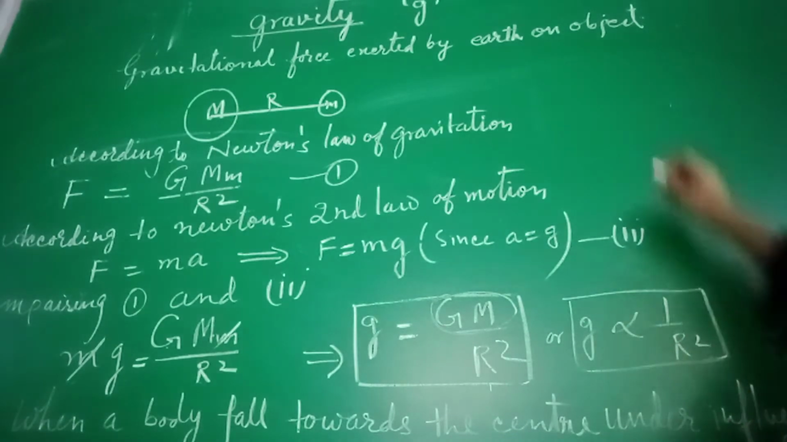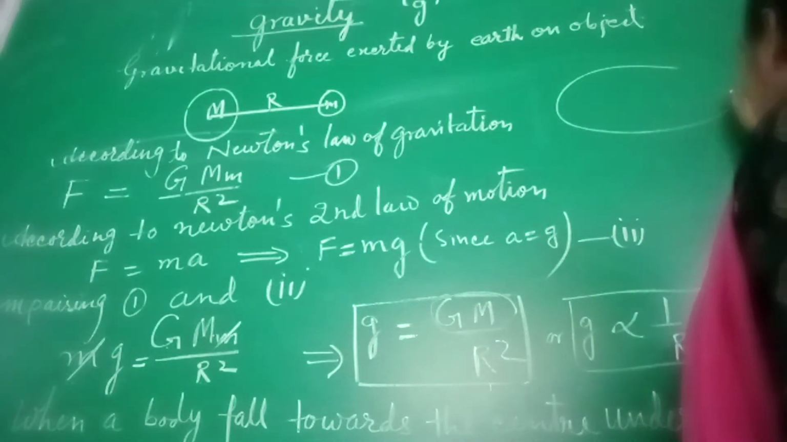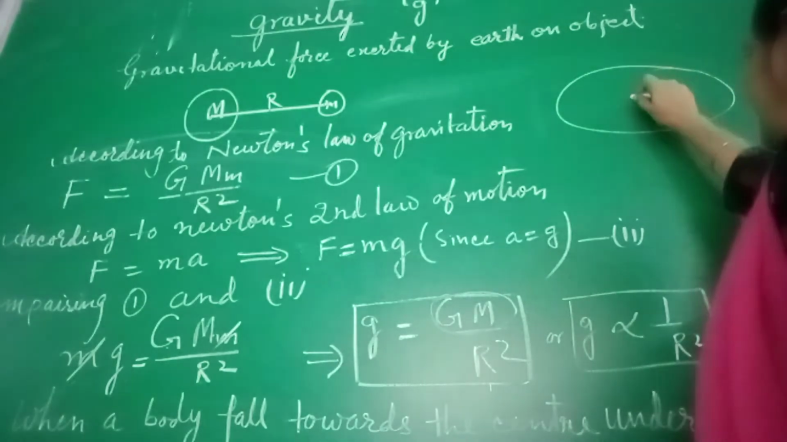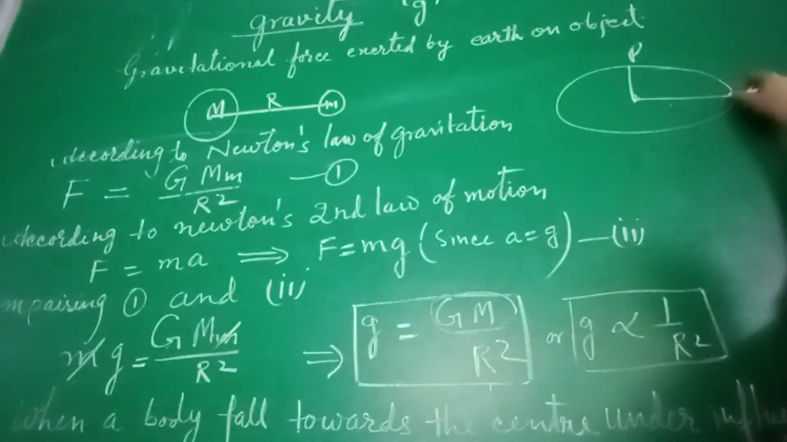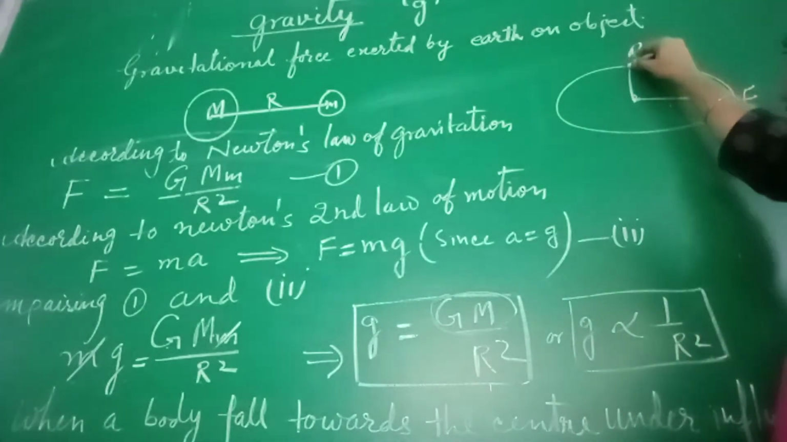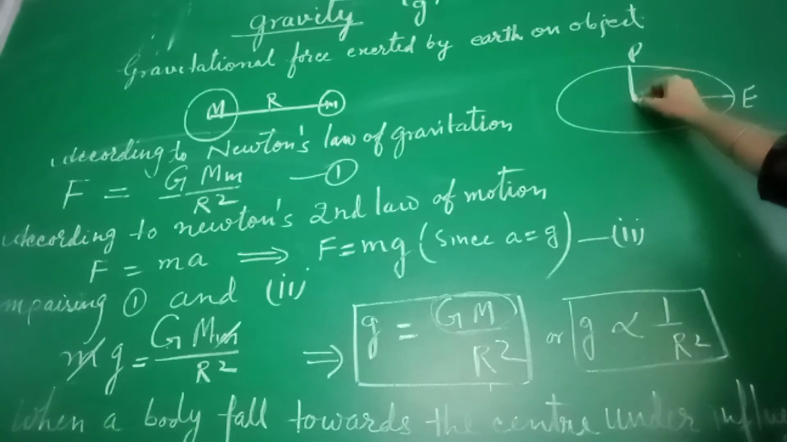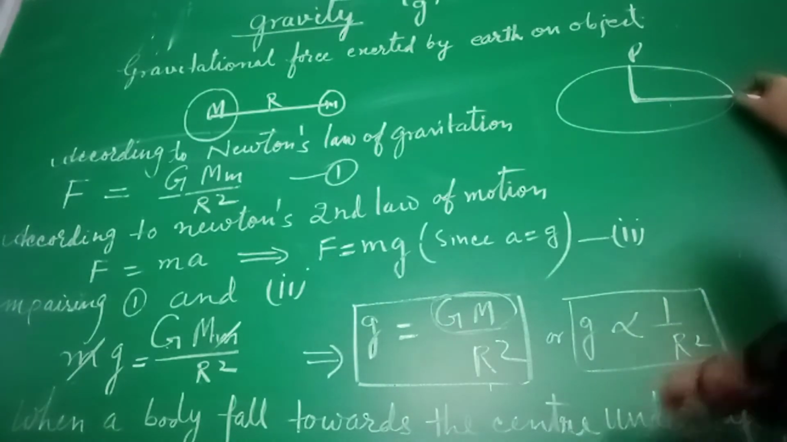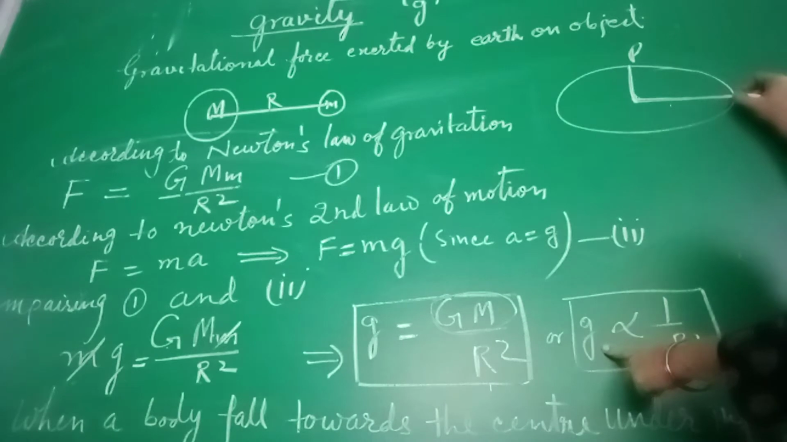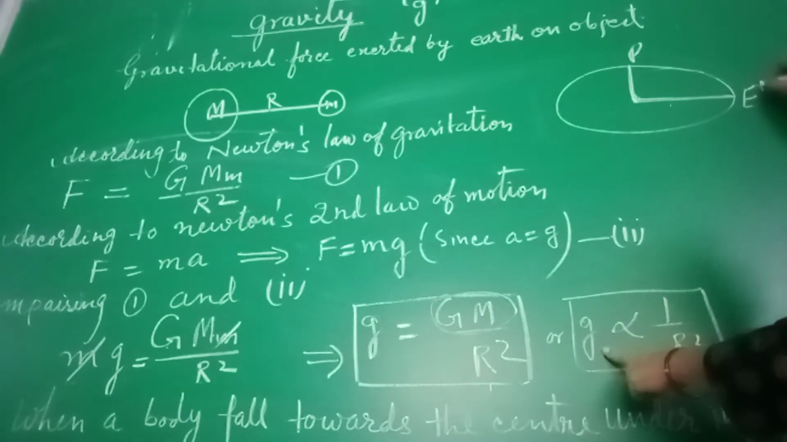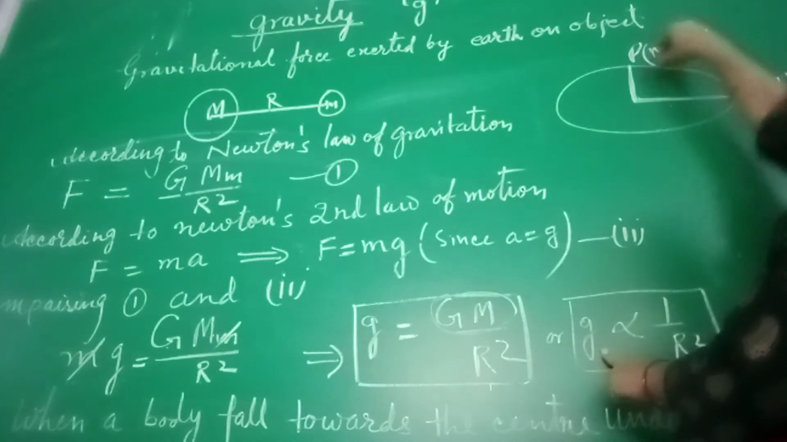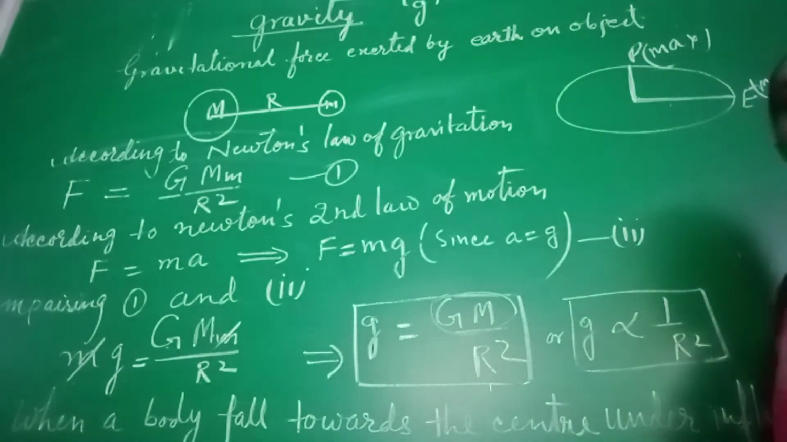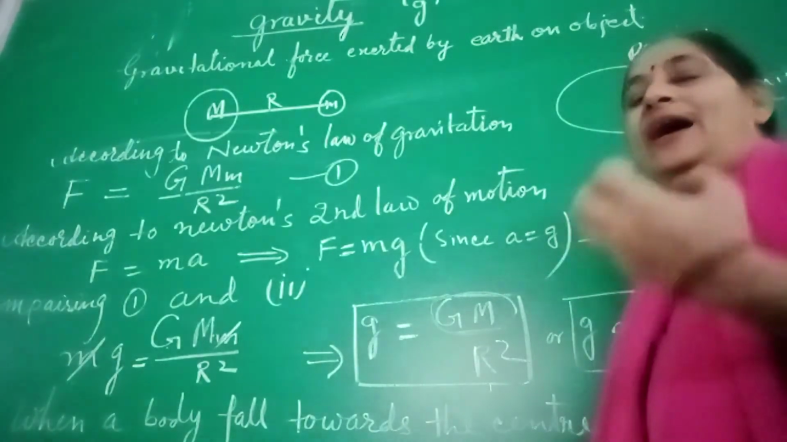And you know the shape of the earth is not the same. It is elliptical in shape. This is the center of the earth, this one is the equator and this one is the pole. So the distance from the equator to the center and the distance from the center to the pole is not the same. Here the distance at the equator is more, so if the radius is more, acceleration due to gravity is less. So it is minimum at the equator. And at the pole the distance is less, so it is maximum at the pole.